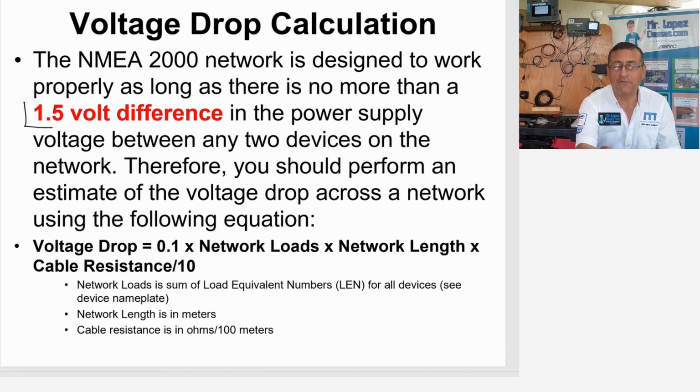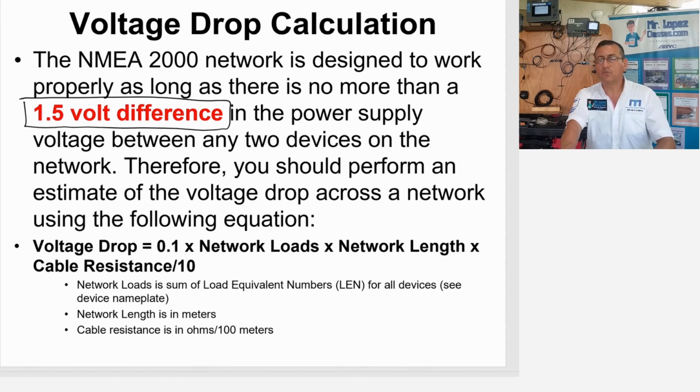It is 1.5 volts of difference. The NMEA 2000 network is designed to work properly as long as there is no more than a 1.5 volt difference in the power supply voltage between any two devices on the network. Therefore, you should perform an estimate of the voltage drop across the network using the following equation.